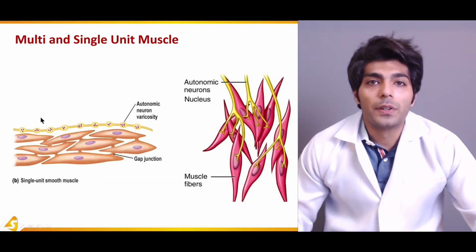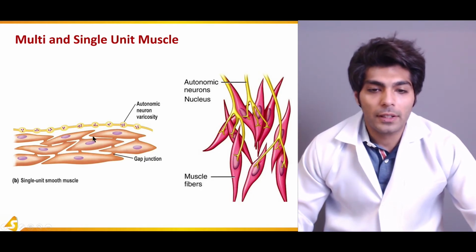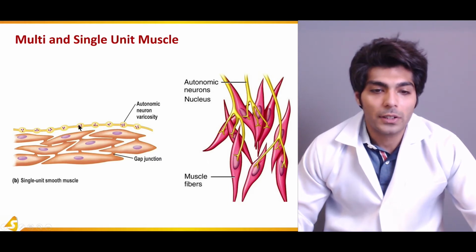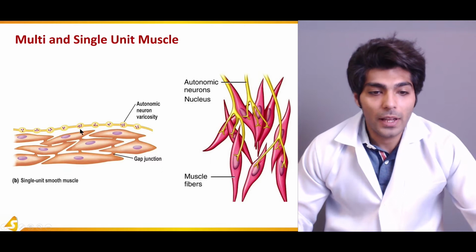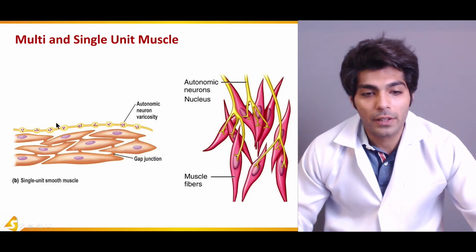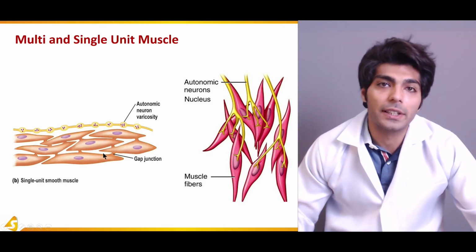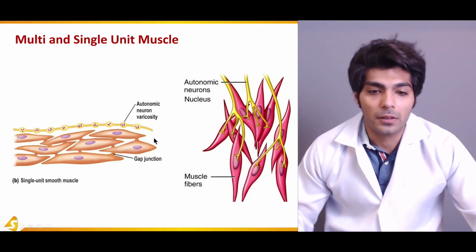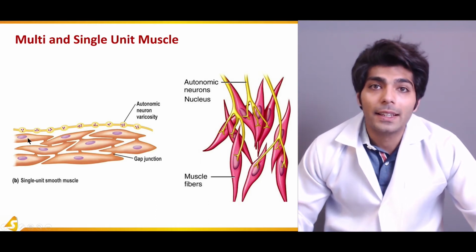So this is a diagram of a single unit smooth muscle. You can see the axon of the autonomic neurons containing varicosities, the swellings, which are also called boutons. They contain the neurotransmitters, and you can see the action potential. You can see the gap junctions from where the action potential is transmitted from one cell to the other, and these gap junctions help in transmitting the action potential throughout the muscle fiber. And all these muscle fiber cells contract at the same time.